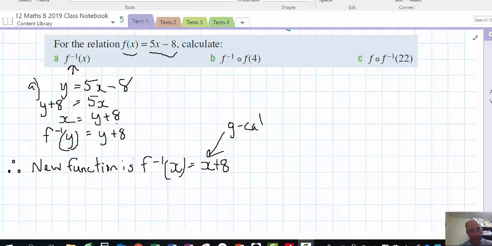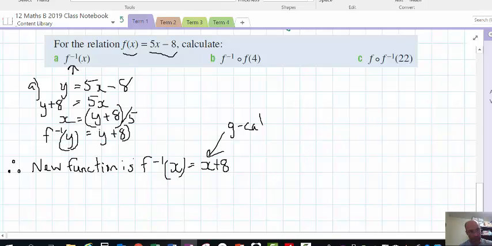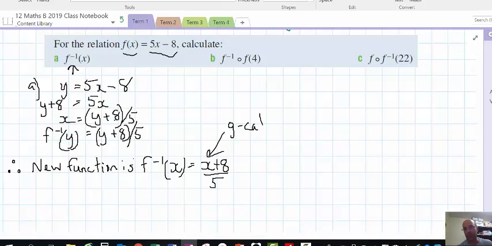Oh, and sorry, when I got the knock on the door, I was just about to write a divide by 5 there. Apologies. So that's over 5, and that's over 5. You might have been wondering, why didn't you divide by 5? And you're right, I meant to. Knocks at doors, you lose your train of thought, and there we go.